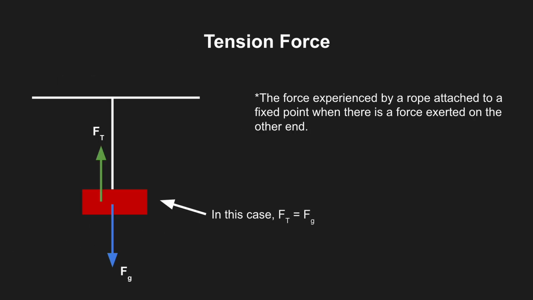So tension force is the force experienced by a rope attached to a fixed point where there's a force exerted on the other end. In this case, there's a string holding a rectangular block with a gravitational force of Fg acting upon it. Because the object is hanging perfectly still, the net force is equal to 0. So the tension force exerted by the string is equivalent to the gravitational force.